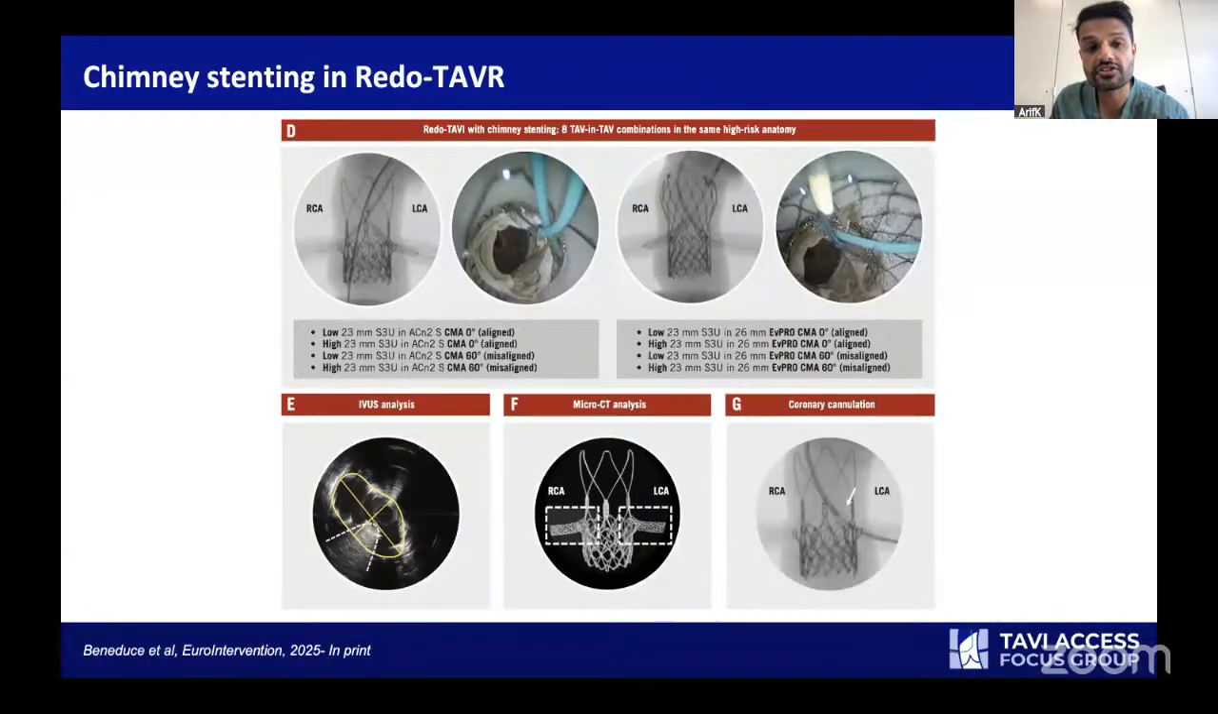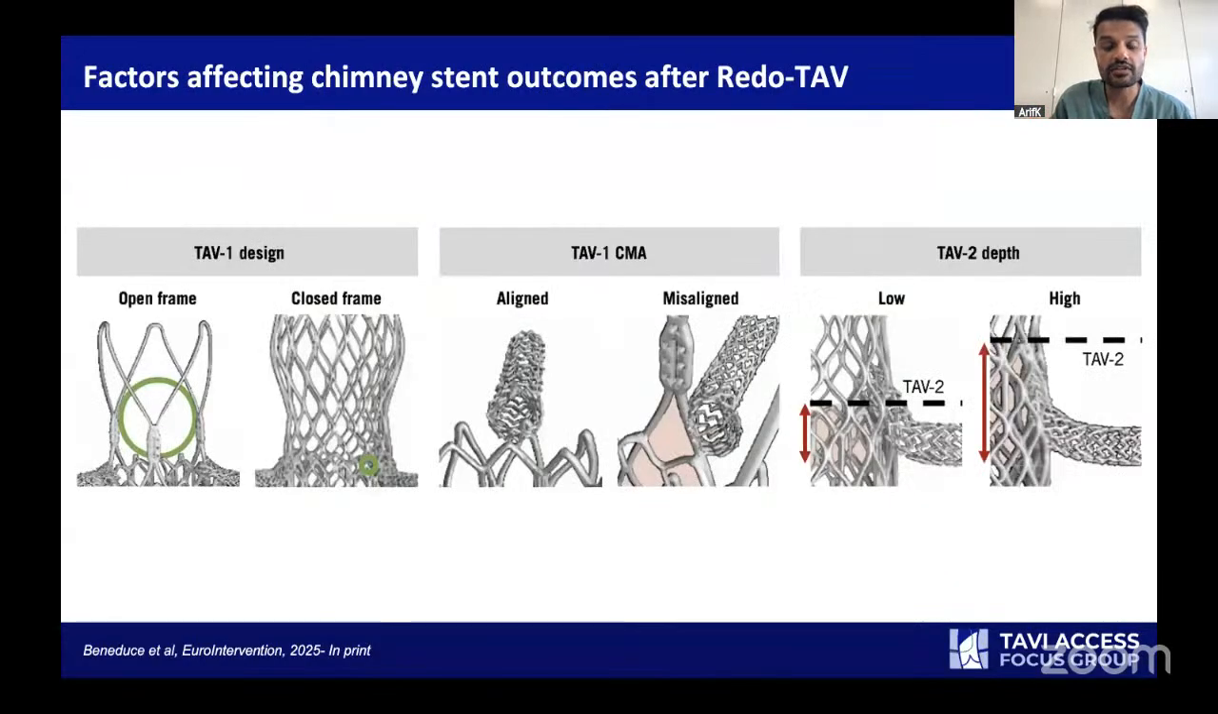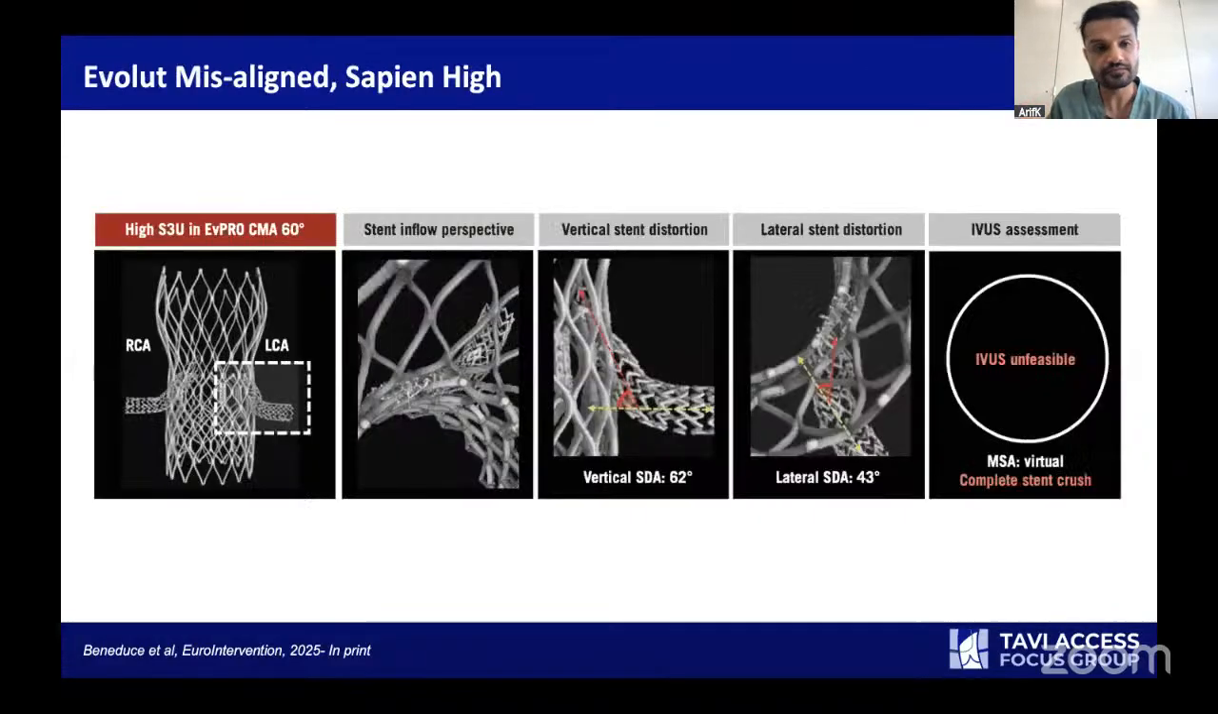We looked at chimney stenting in the setting of redo-TAVR and tried to understand what factors were relevant, and when it worked well and when it just did not work well at all, looking at the chimney stents through micro-CT analysis, IVUS analysis to look at the stent expansion, and also coronary cannulation. It's probably self-explanatory, but the factors really were the design of your first valve, alignment, which makes a huge difference, and then of course the implantation depth of your second valve, because you can get this crushing phenomenon of your chimney stent.